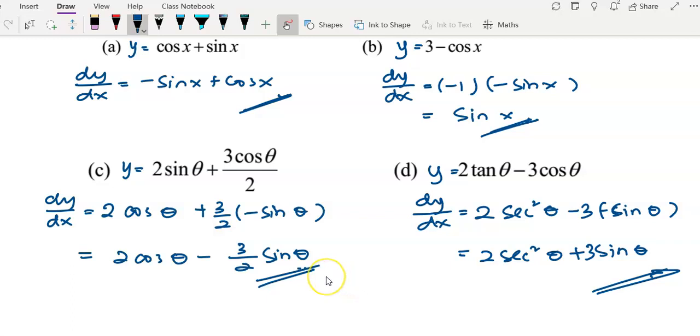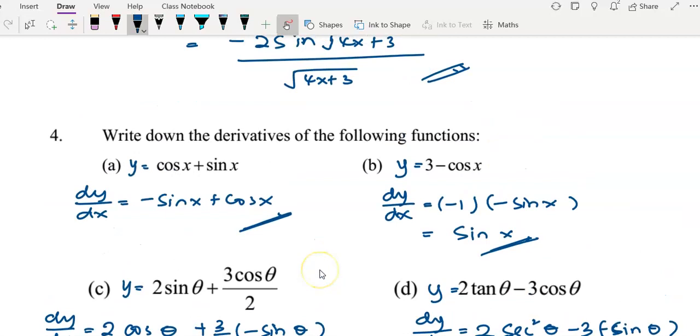So for this differentiation of trigonometric functions, I got 3 more questions, which are questions 5, 6, and 7. I will put them in my next video.